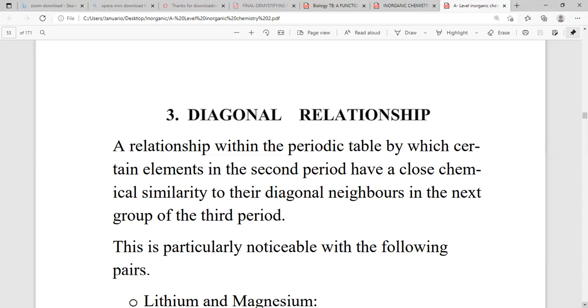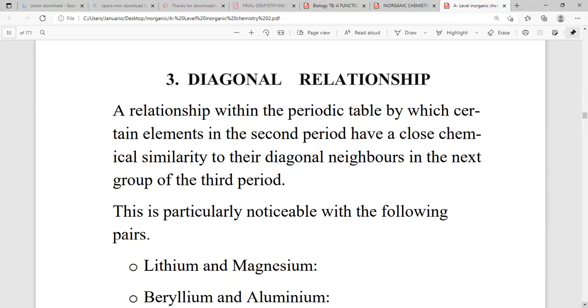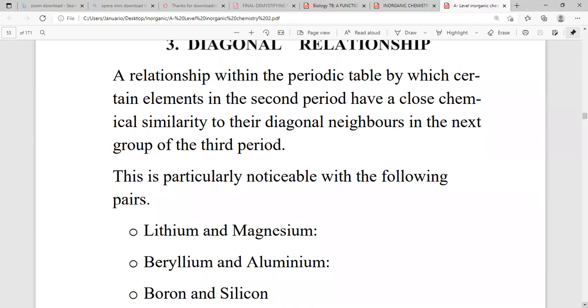So we are looking at elements in period 2 and elements in period 3 that occupy diagonal positions, having a close chemical similarity among them. Look, in group 1, we have the first element being lithium, and we have the second element in group 2 being magnesium. So there is a close chemical similarity between these two, lithium and magnesium.